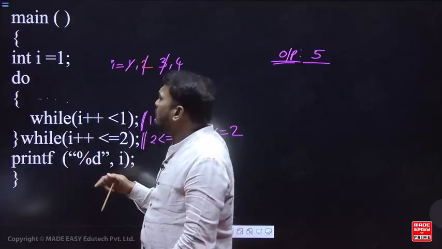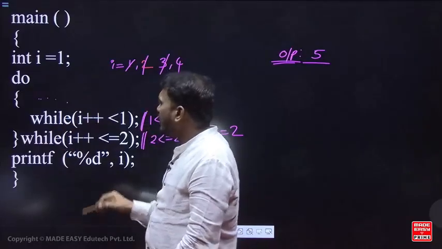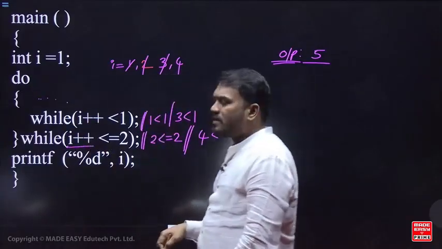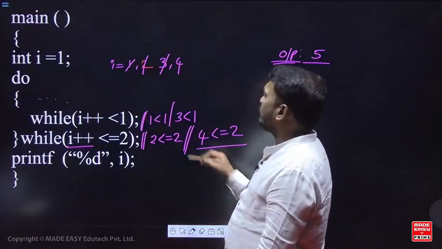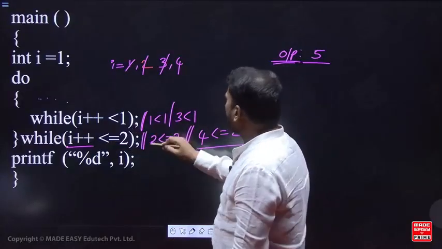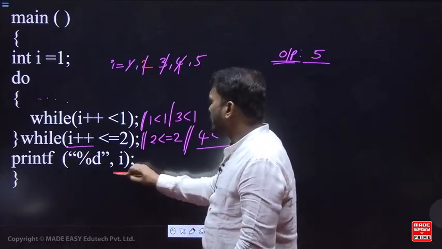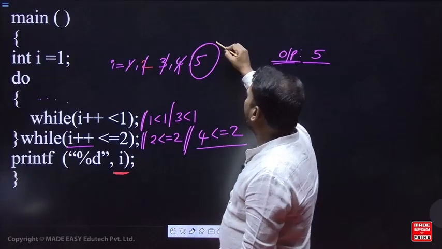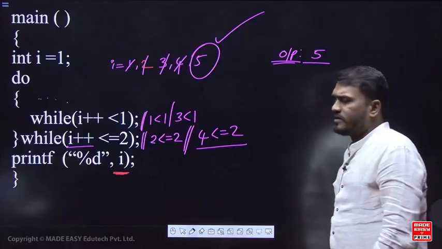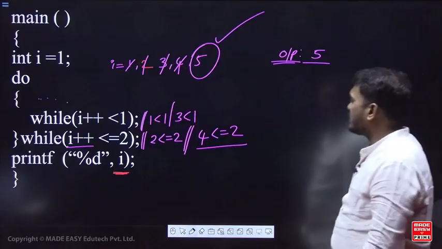You come out of this while loop, you come completely out of the do-while, because it is a post increment. Compared with 4 it is false, so you come out, and because of the post increment the I value becomes 5. So when you say printf %ld I, what is printed? The value 5 will be printed. 5 will be printed. Is this clear for everyone?